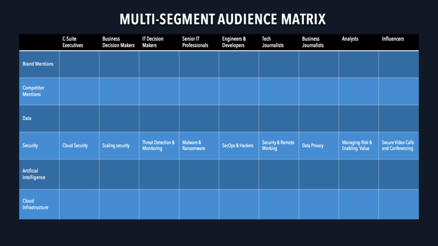But your C-suite audience, they're talking about cloud security at a very high level. Your business decision makers, scaling security within the organization. Your IT decision makers and IT professionals are talking about threat detection, malware, ransomware, and your engineers and developers are really focused on security operations and hackers. Now, as you can see, when you segment audiences and contextualize their conversations at that level, you can get very specific, actionable, and defendable insights that you can use to inform all of your programming.